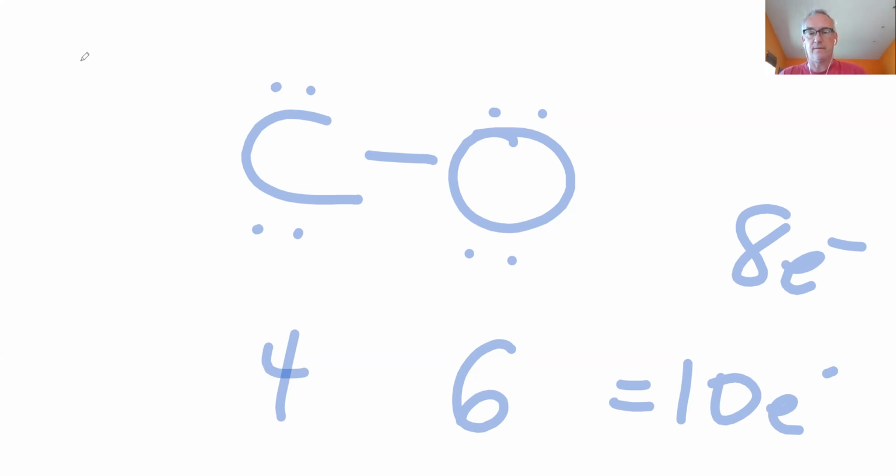Nope, not 10. 6. That's right. They each have 6. So 1, 2, 3, 4, 5, 6. So each has a total of 6. And that's no bueno because they both want 8. So what are we going to do to get them there?